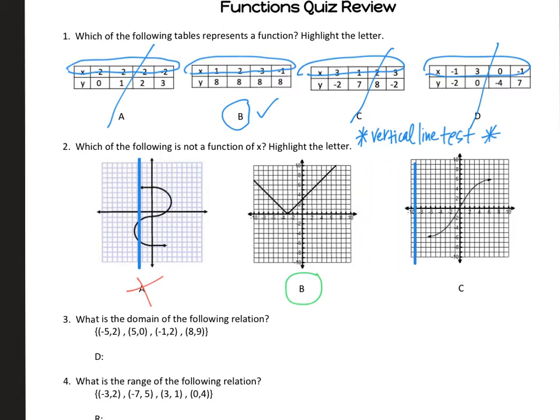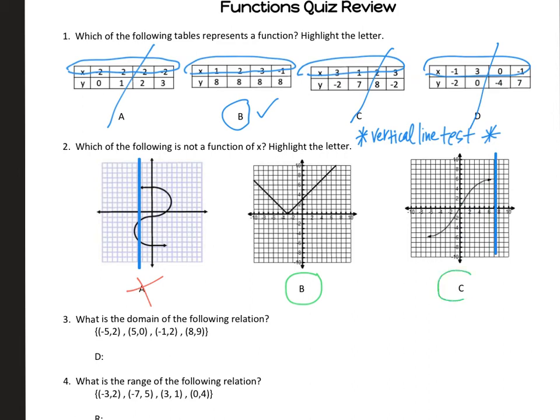So now I'm going to use the vertical line and go across. And the same thing with this one. At no point does the function hit this blue line twice at one time. Therefore, this is also a function.